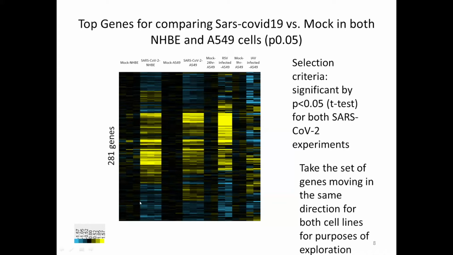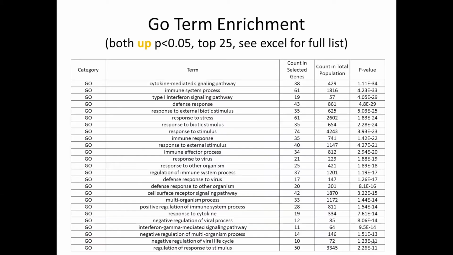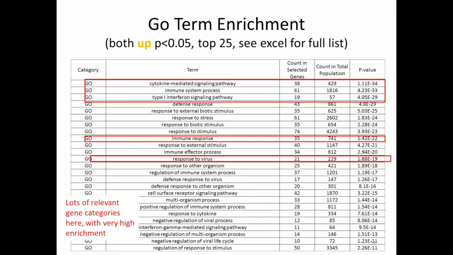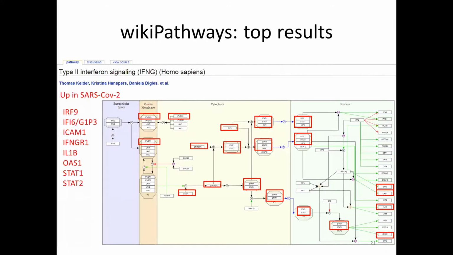We want to take that as a SARS-CoV-2 response signature and probe that for pathways and even look at other data sets. If you look at GO term categories, functional gene groups, several of them pop up in the genes that are more highly expressed with the SARS-CoV-2 infection. A lot of things relevant, like cytokines and type 1 interferon response and immune signaling and response to virus and so on. So a lot of relevant gene categories.